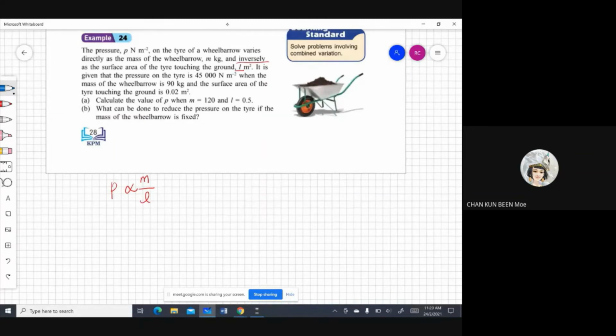Then it is given that the pressure of the tire is 45,000 N m to the power of -2. That is the pressure measurement. When the mass of the wheelbarrow is 90 kg and the surface area of the tire touching the ground is 0.02 meters squared. So they want you to find the value of P when m equals 120 and L equals 0.5. So first thing, before you do anything, we are going to find the constant.